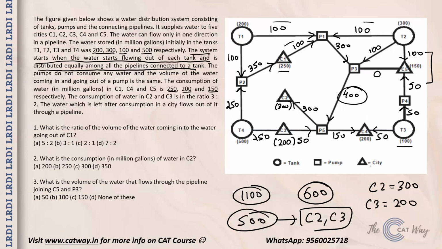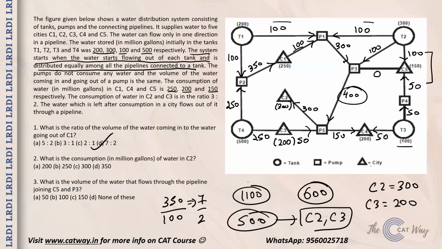What is the ratio of volume of water coming into and going out of C1? What is coming into C1? 350 is what you can see is coming to C1. And what is going out of C1, if you see? 100 is going out of C1. So the ratio for this will be 7/2. Hence option number D is the right answer.